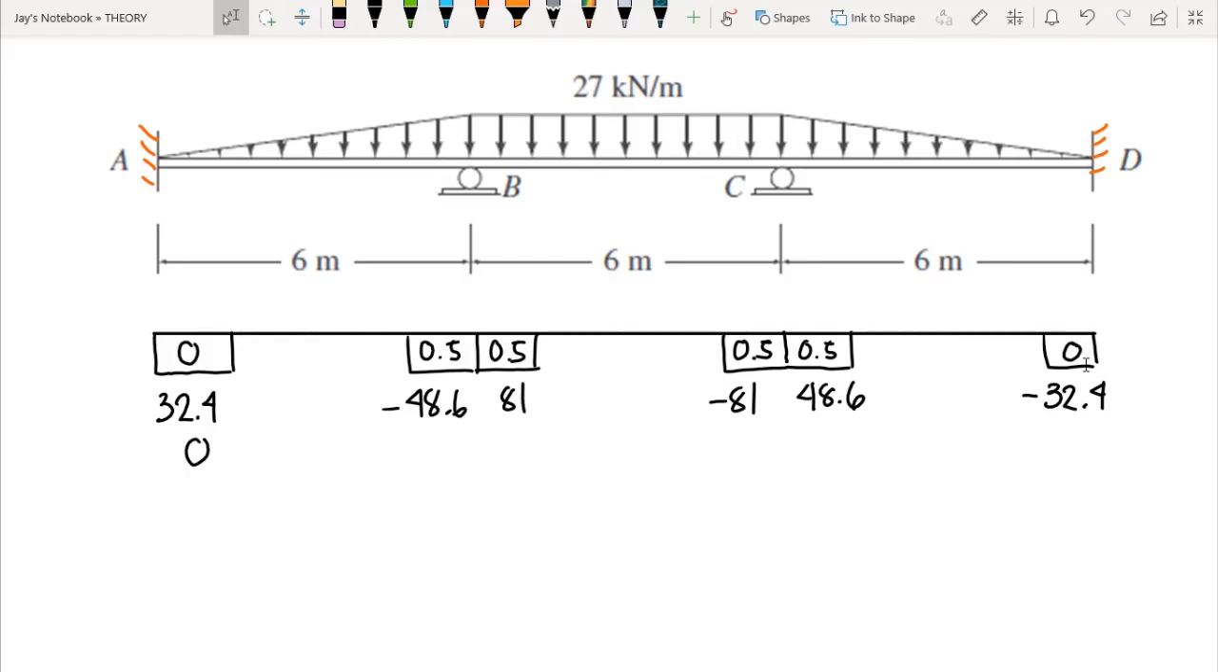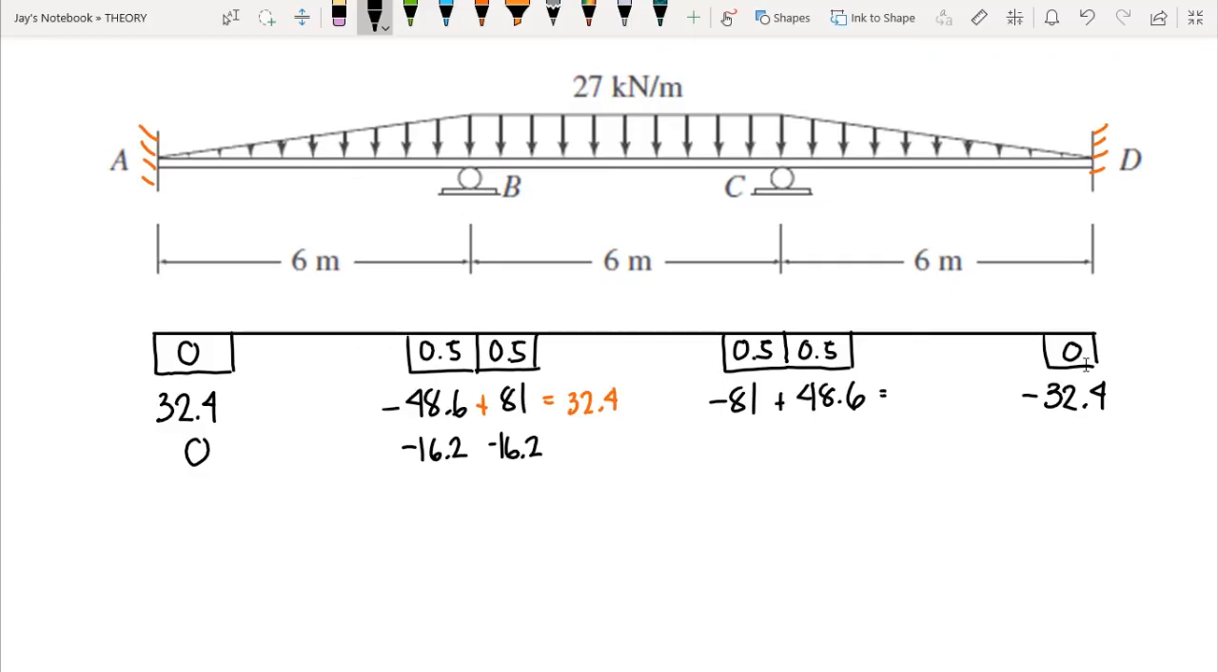Then at point B, you add these two moments, so we have negative 48.6 plus 81, we have 32.4. Then 32.4 multiplied by negative 0.5, we have here negative 16.2. And on the other side, BC, we have still here negative 16.2 because we have the same distribution factor as BA. Okay? Now, on the side of CB, so we add 81 and 48.6.